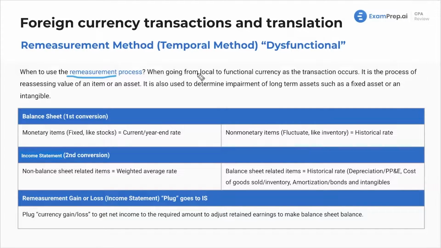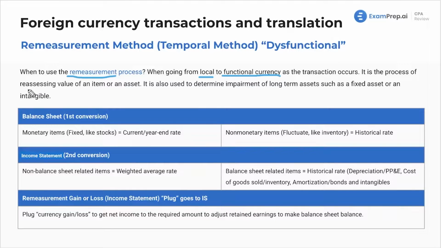Well, when we're going from local to functional currency, so we're using maybe the Mexican peso to a functional currency. So maybe we're in the EU and there's a lot of different currencies there. Let's move over to Europe for a second, right? So if we're going from the local currency to the functional currency, because maybe we don't use the local currency as the transaction occurs. It is the process of reassessing value of an item or assets.